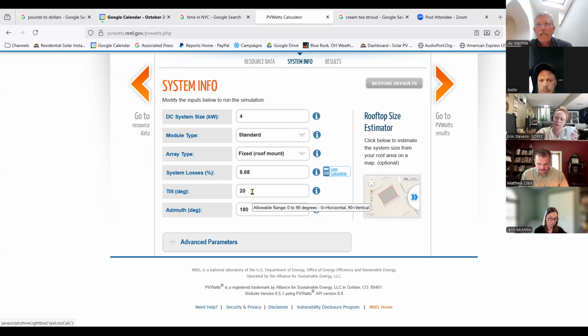Azimuth is it facing solar south? That's 180. If it's facing east, it's 90. If it's west, it's 270. If it's north, it's 0. So that's just how you measure that.